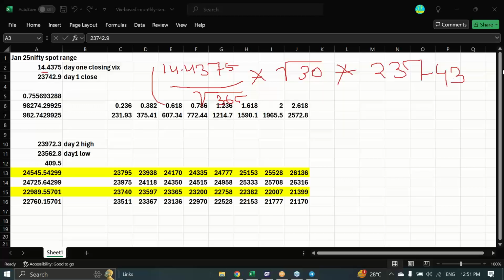Whatever value you get will be a big number because the percentage has not been factored in. So 98,274.299 is the value we will get. Now if I divide by 100, because it was multiplied by 100, I will get 982.75. This is the range. This is the depth for the market for the month of January 2025.